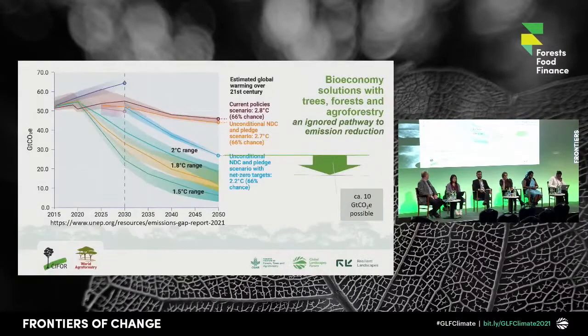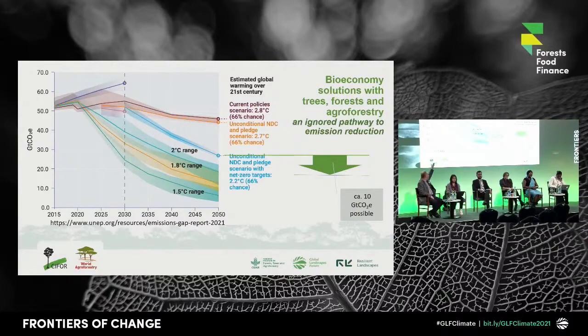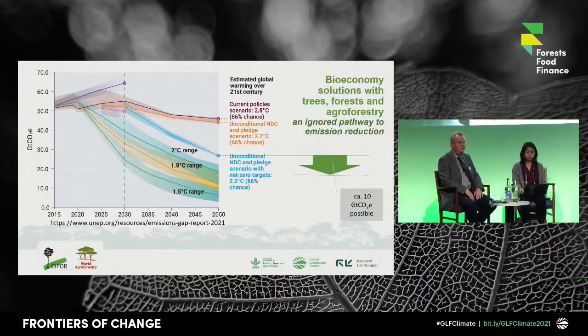Next slide, please. If you look at the most recent UN emissions gap report, this is what you see, the various ranges where we're currently heading, where we should be heading to stay below 2 degrees, 1.8 or 1.5 degrees. And we think that bioeconomy solutions could contribute about a third of the gap, 10 gigatons CO2 equivalent possible globally, not what we do in C4 ICRAF, but globally as an option, just to show the possible size of this. And we think it's an ignored or overlooked or maybe not enough discussed pathway to emission reduction that deserves more attention.